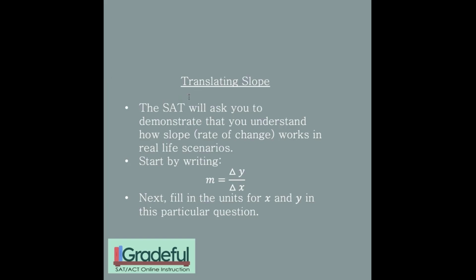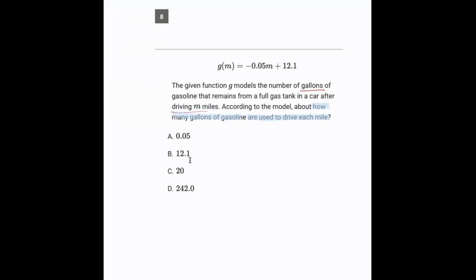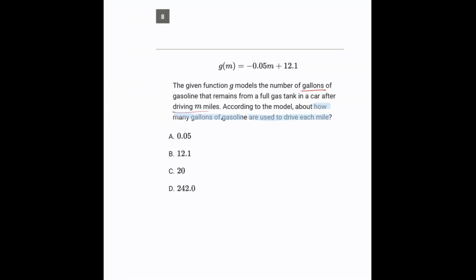So translating slope helps you to deal with the fact that the SAT will ask a lot of these sort of in-depth questions, really asking you to demonstrate that you understand what slope is in some kind of real-world scenario. And so all you have to do is start by writing slope is change in y over change in x, and then you fill in the units for the y and the x in this particular question, and that will confirm for you whether or not you're talking about the slope.